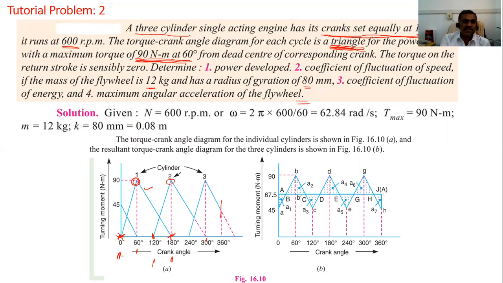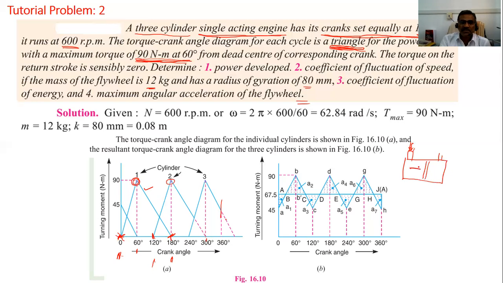Here it is told that it is a single acting engine. In the case of IC engines, we know two stroke and four stroke, but this is single acting. What is meant by single acting? It is a steam engine. For a steam engine, the cylinder will be like this, and this is a piston. The steam enters only one way. In a double acting steam engine, steam enters on both sides, but here the steam enters in only one direction.